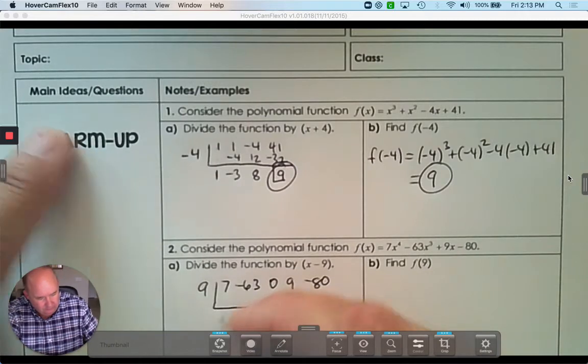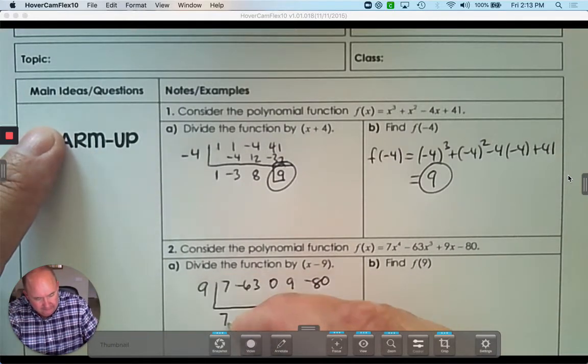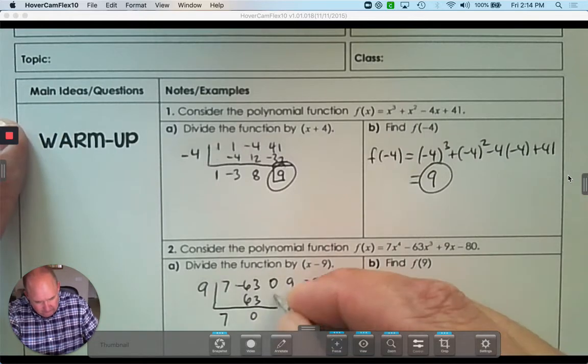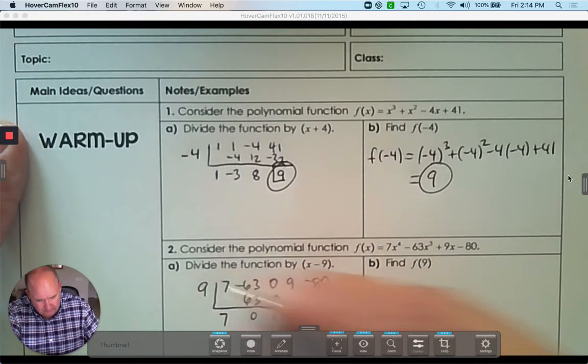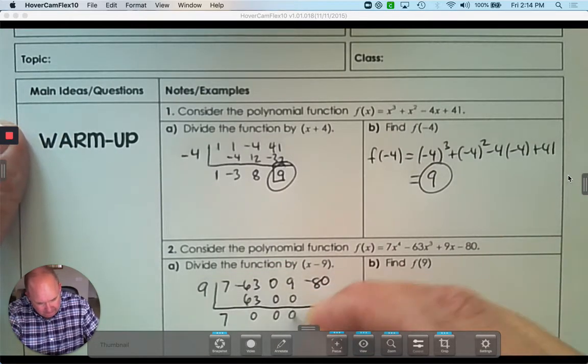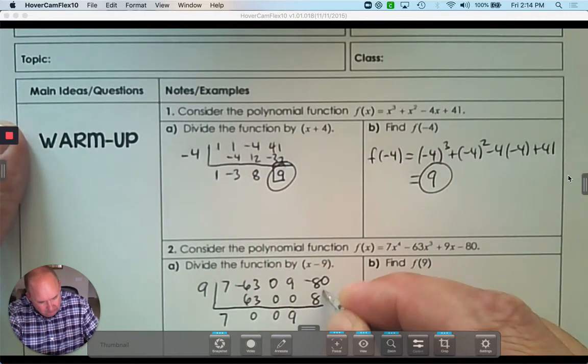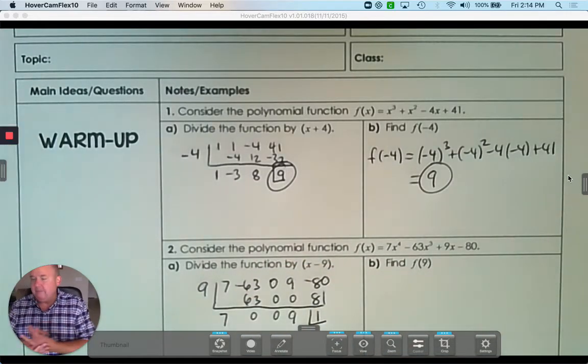So in this case, 7 plus nothing is 7. 9 times 7 is 63. That's 0, that's 0, that's 0. 9 times 0 is 0, that's 9. 9 times 9 is 81, and that gives me a remainder of 1.